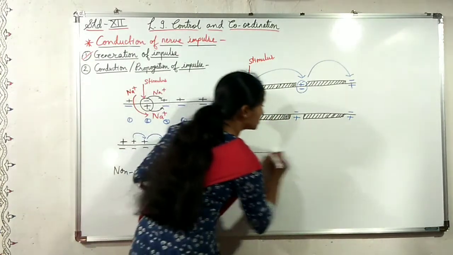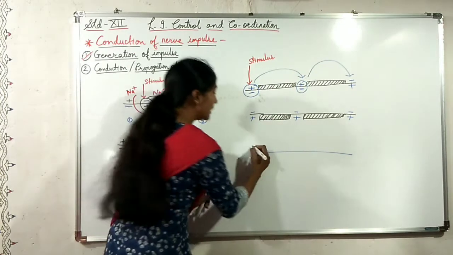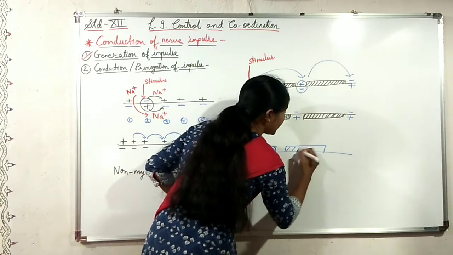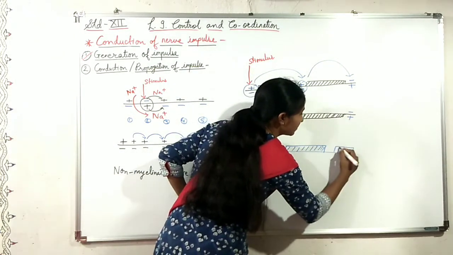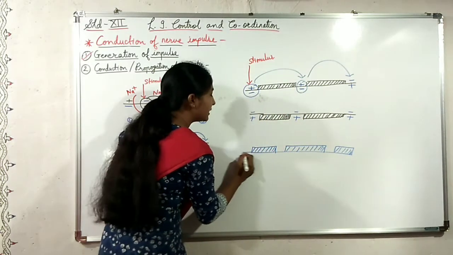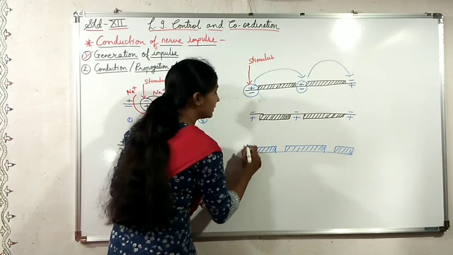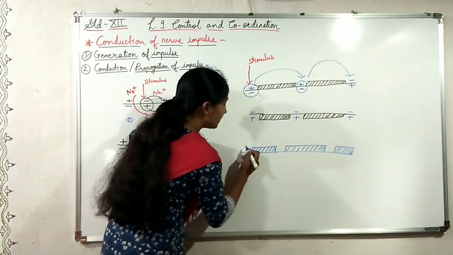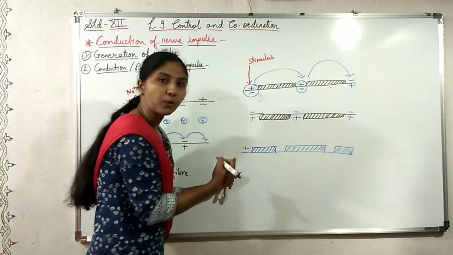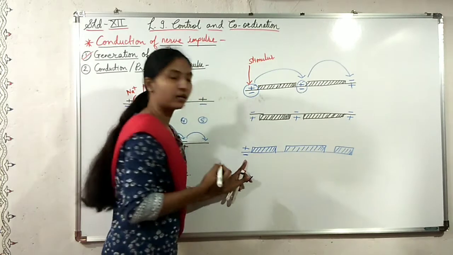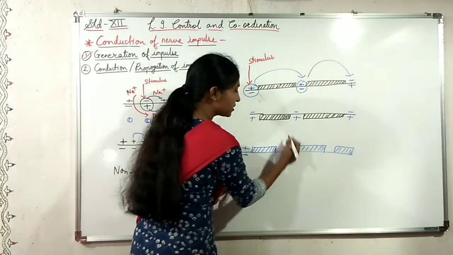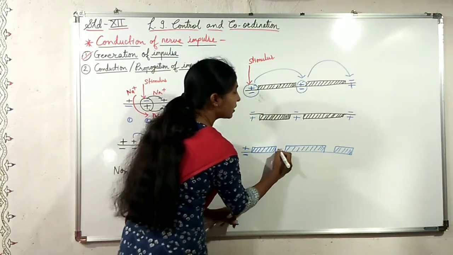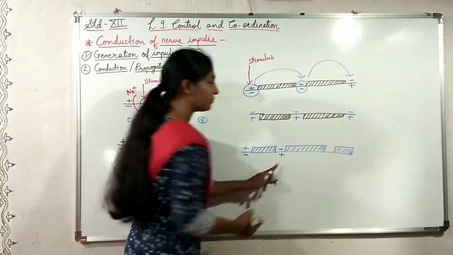So if the impulse is jumping from one node of Ranvier to another, the nervous membrane will look like this. These are the myelinated sheaths. Here, in the beginning, the impulse was generated. This impulse has jumped from one node to the second node. So here, this will become electropositive again. It will become repolarized again, and the inner side will become electronegative. The impulse is generated at the second node of Ranvier: the outer side will become electronegative and the inner side will become electropositive.